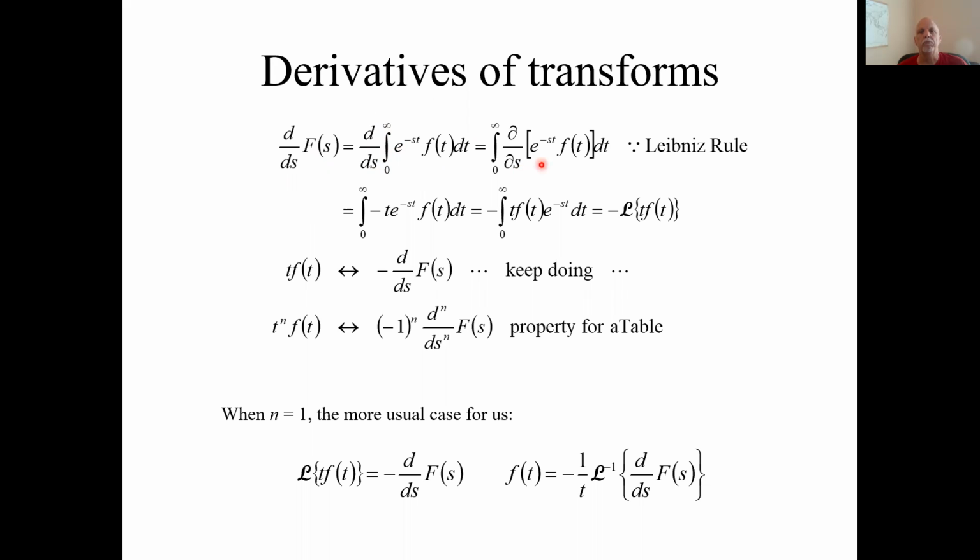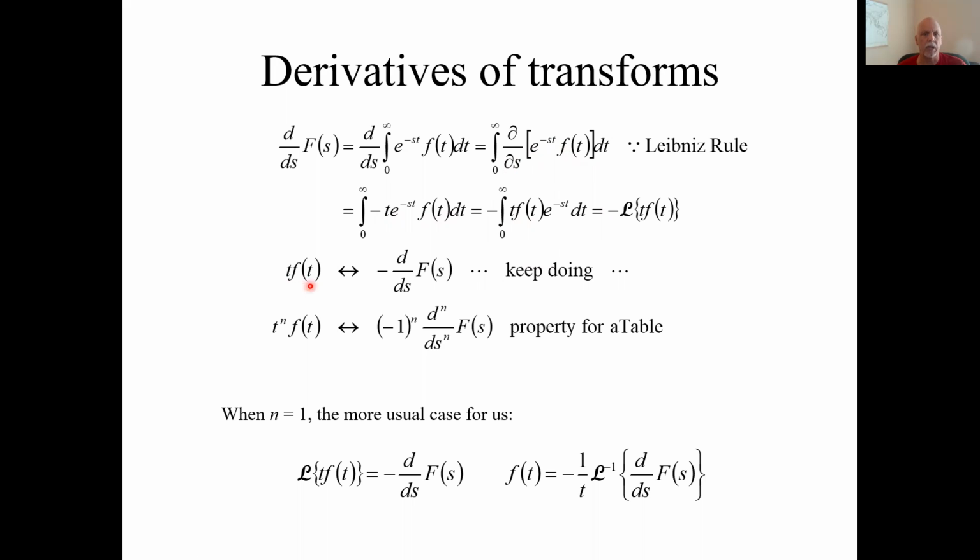We're taking the derivative with respect to s. Say it's the partial because there's two variables in here now. And this derivative is just minus t e to the minus st. Well, this is minus this thing, which is the Laplace transform of t times f. So we have a new Laplace transform pair or property.